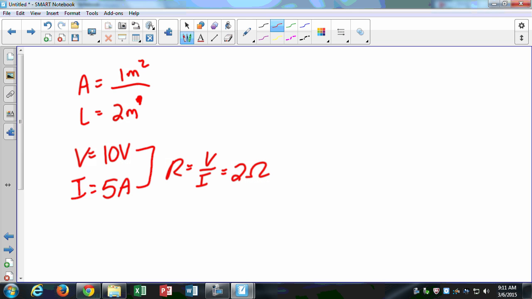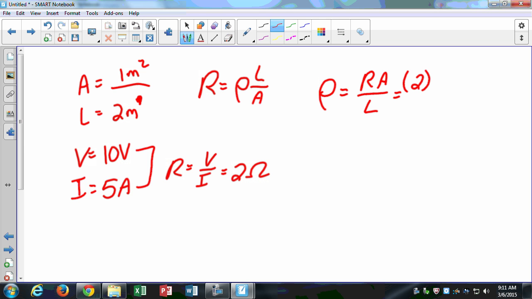So I know that this resistor, this material that has a length of 2 meters and an area of 1 meter squared, has a resistance of 2 ohms. And then I say, well, I know that R is equal to rho L over A, and I solve this for rho. That's R A over L. So that's 2 times the area, which is 1 meter squared, divided by the length, which is 2 meters. And so it has a resistivity equal to 1.